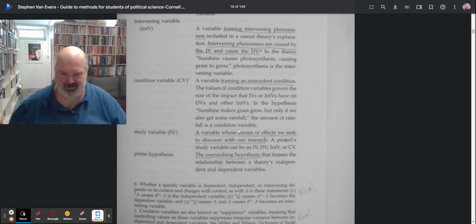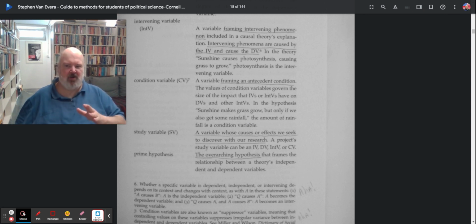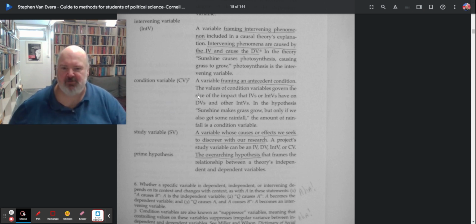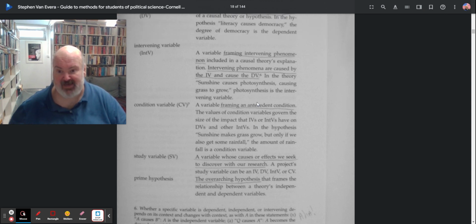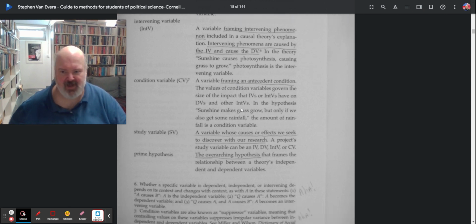If there's no water, grass grows little. With a certain amount of water, the grass grows higher than when there's no water. So a conditional variable is a variable that frames an antecedent condition, and usually antecedent conditions are found in the independent variables or intervening variables.